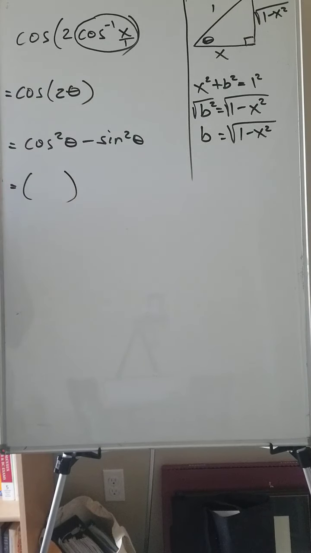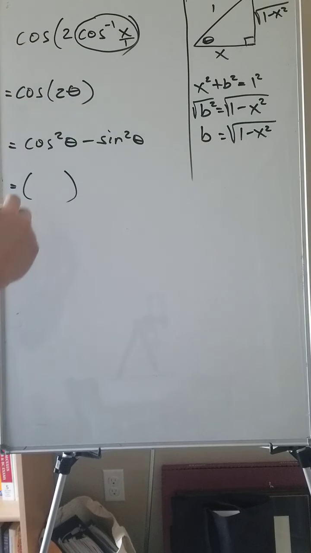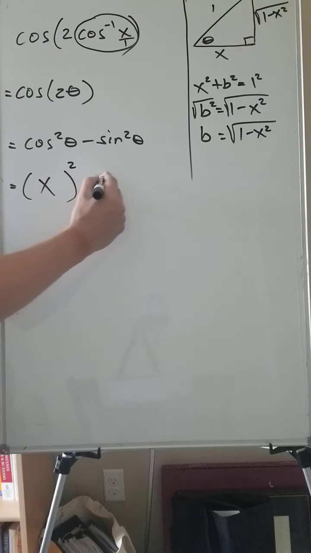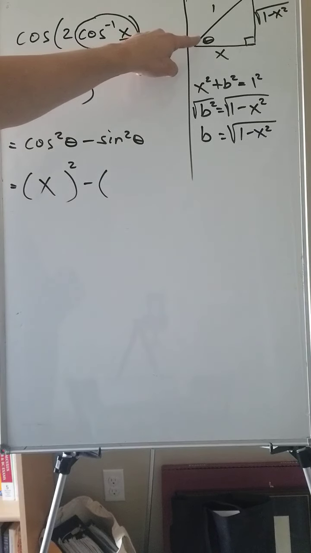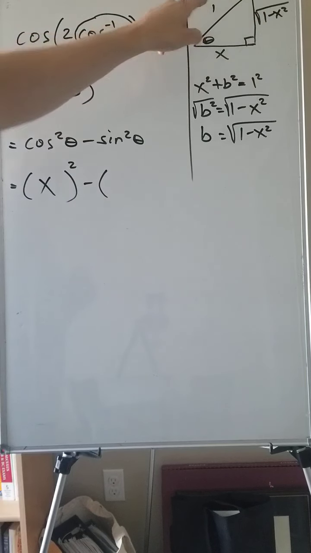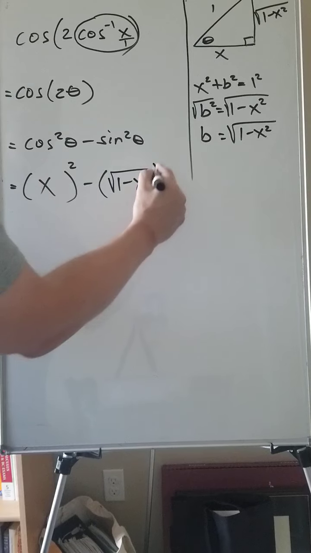So cosine squared theta, well, what's cosine? Cosine is adjacent over hypotenuse, so x over 1 is just x, so it's x squared minus, and then I want sine squared theta, so the sine of theta squared. The sine of theta is the opposite over the hypotenuse, so it's the square root of 1 minus x squared, squared.